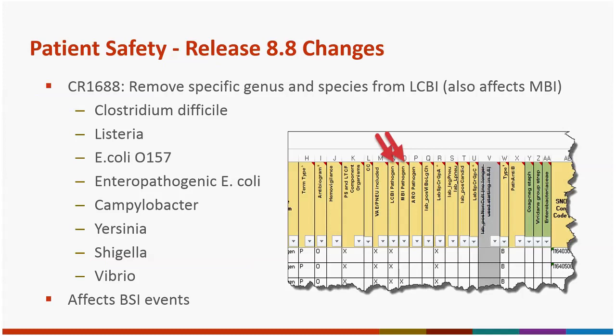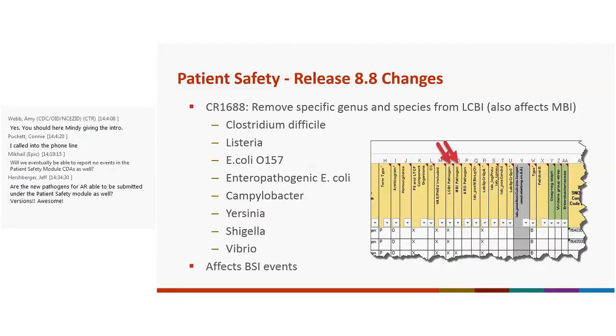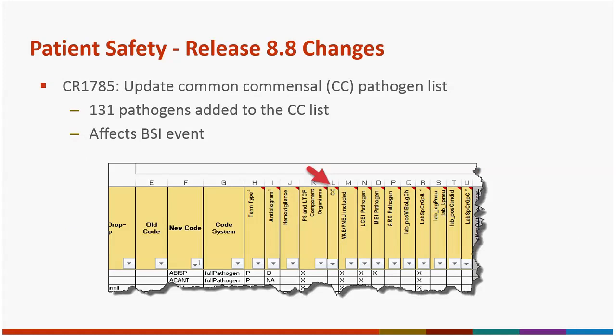All right, so the first of the 3 we'll talk about is CR 1688. It's to remove specific genus and species from the LCBI, which is laboratory confirmed bloodstream infection. This also affected the MBI column too. You can see in the little display there, we have it pointing to the columns on the pathogen code tab. It includes the list of pathogens that are listed, and it just affects the BSI. I think there's around 130-ish changes that were made. Next slide.